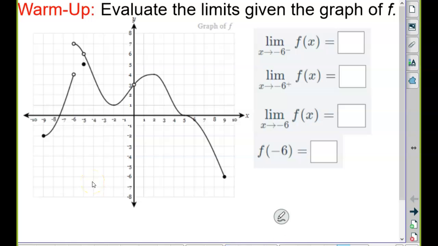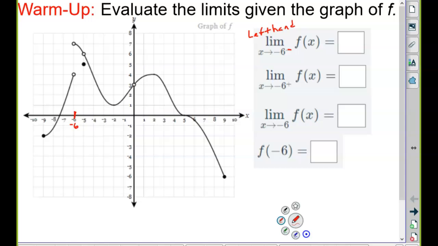Evaluating the limit, the big thing here is, do you guys remember the notation? When we have this little minus right here, that's called the left-hand limit, so we're going to seek out -6. So this is the point of interest.